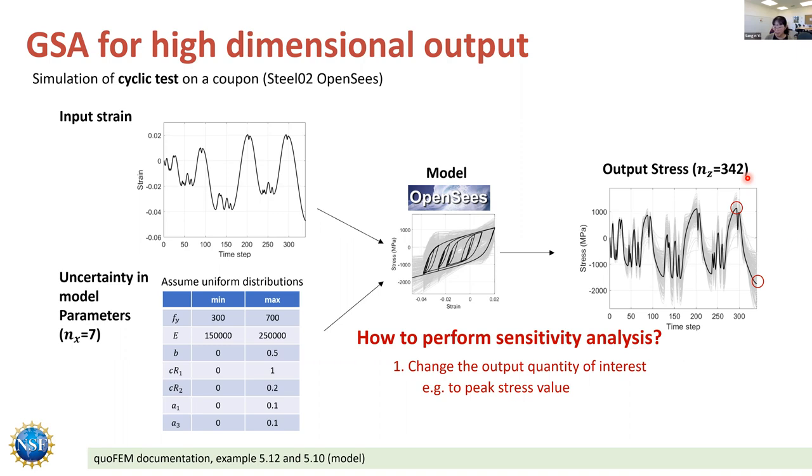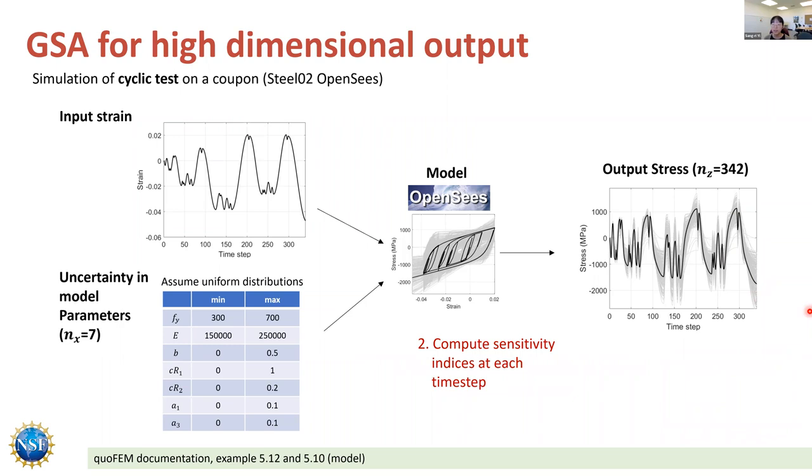In many cases this is practically very useful because in the end, what we are really interested in is often only the peak response or maybe the average response. So if we decide to change the quantity of interest to a peak response, for example, peak tensile stress or peak compression stress, then we will get a single sensitivity. We can perform sensitivity analysis to get the sensitivity indices corresponding to each output of interest.